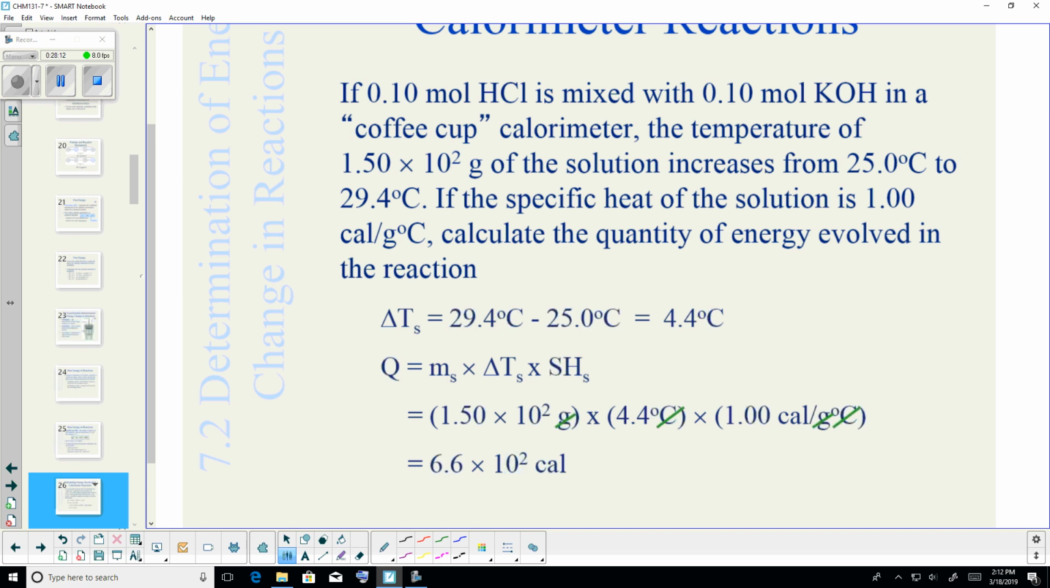Now remember, these are chemical calories, not food calories. Anybody remember the difference? Which one's bigger? Capital C, which is the food calorie. So there's 1,000 chemical calories in a food calorie.